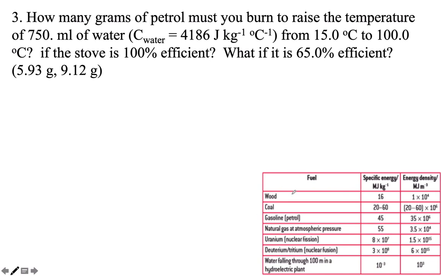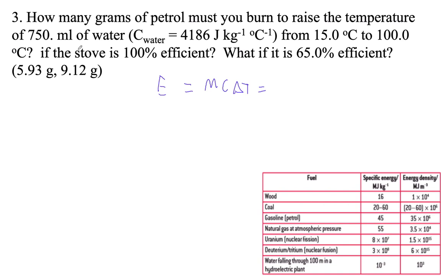How many grams of petrol must you burn to raise the temperature of 750 milliliters of water from 15 degrees Celsius to 100 degrees Celsius? Okay, so first off, we've got to figure out what energy we want. So the energy is going to be the energy needed to heat that water, right? So that's going to be mc delta T.